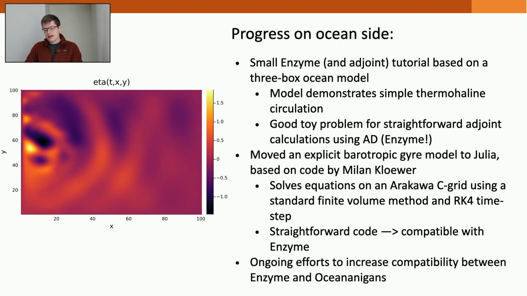And then work has moved on to an explicit barotropic gyre model in Julia based on some previous code that's been written. Sarah's been working on that. It just uses a standard finite volume method and a Runge-Kutta 4 time step. And the way it's been written, it's compatible with Enzyme currently. And as previously mentioned, there are ongoing efforts to increase compatibility between Enzyme and Oceananigans as well.